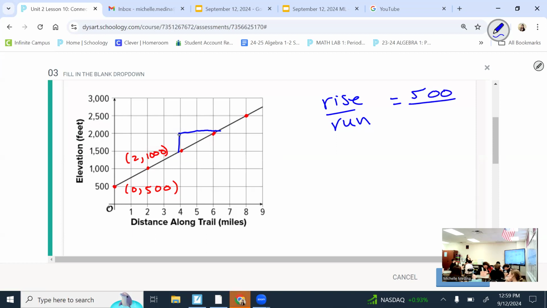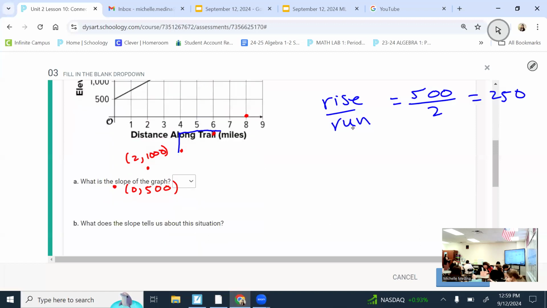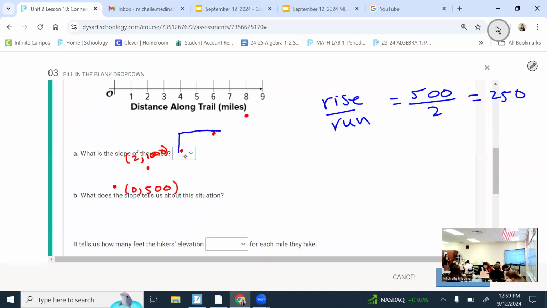And to the right, from this point to that point, I'm going to the right, how many? 2, because that's 4 to 6, right? So the increments do matter. And what's 500 divided by 2? 250. So my slope is 250 for this one. Questions on that so far?